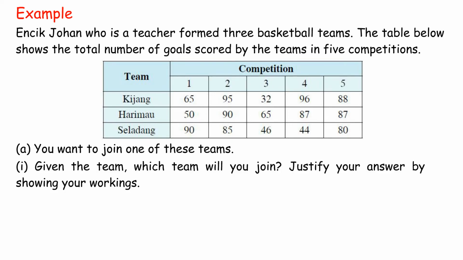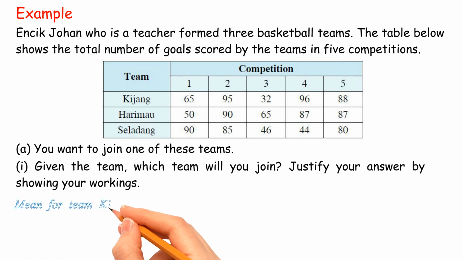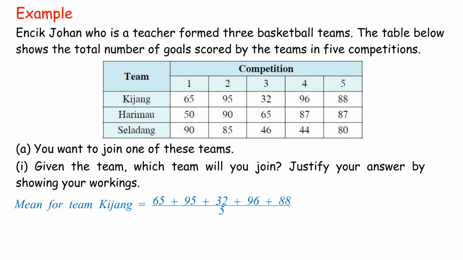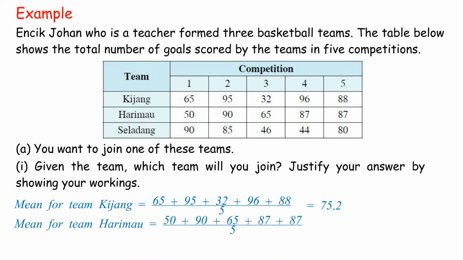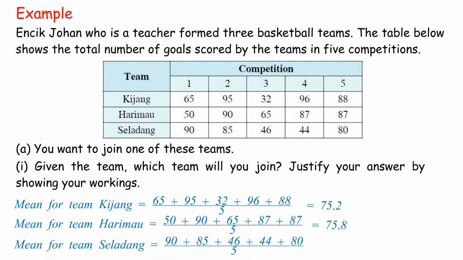Mean equals sum of the competitions divided by 5. Mean for Team Kijang equals 75.2. Mean for Team Harimau equals 75.8. Mean for Team Singa equals 69. The Harimau team is selected because the mean is the highest, that is 75.8.